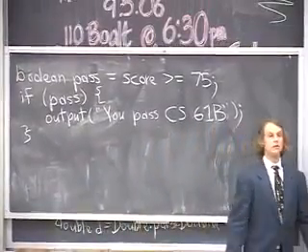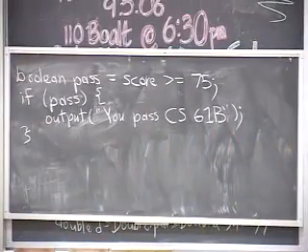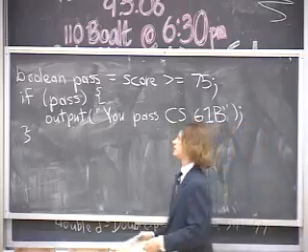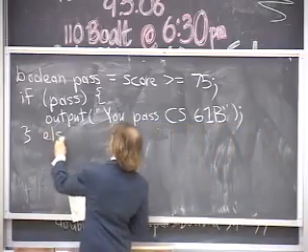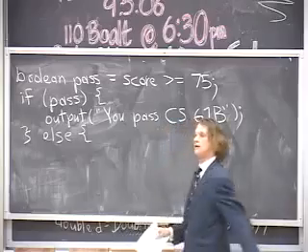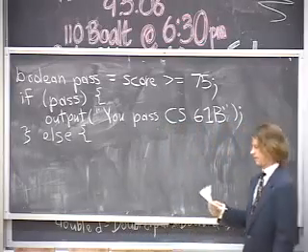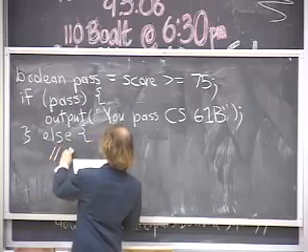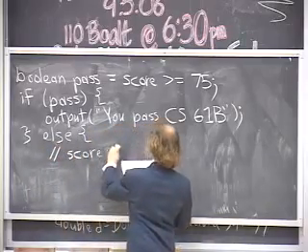Now, with an if statement, you can also append an else phrase, which tells Java what to do if the Boolean value is false. So this next part only gets executed if pass is false. Or in other words, this is what gets executed if your score is less than 75.